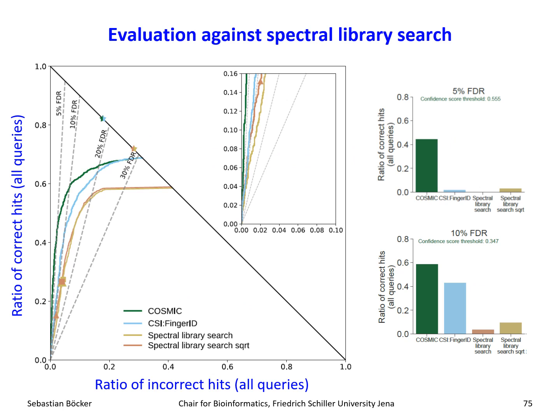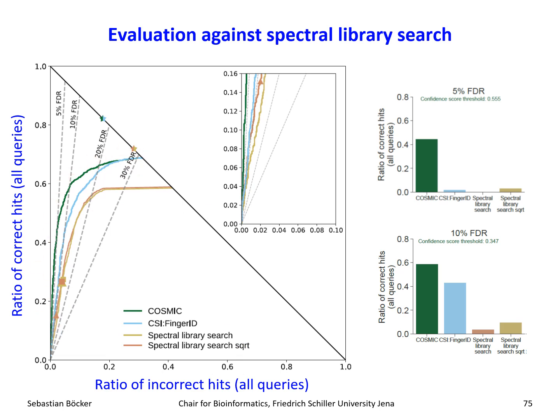And these are the results of this search. You now see here the two variations of the spectral library search. Many people don't use the intensities of peaks themselves, but rather the square roots. That has a lot of advantages. So we evaluated both of that. You see FingerID here, and then you see COSMIC here.